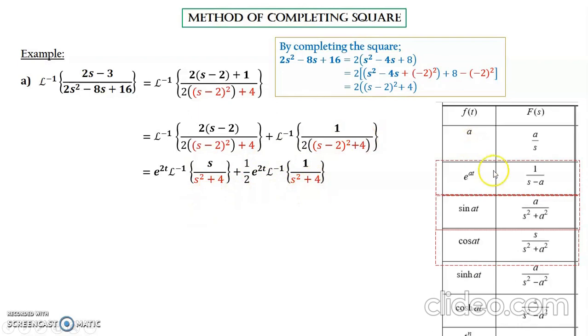Okay. And then kita tengok pula dalam table ni. Kita ada S bahagi S kuasa 2 tambah A kuasa 2. So A is 2. Okay, so dekat sini kita dapat cos 2t. So, eksponen 2t, cos 2t.